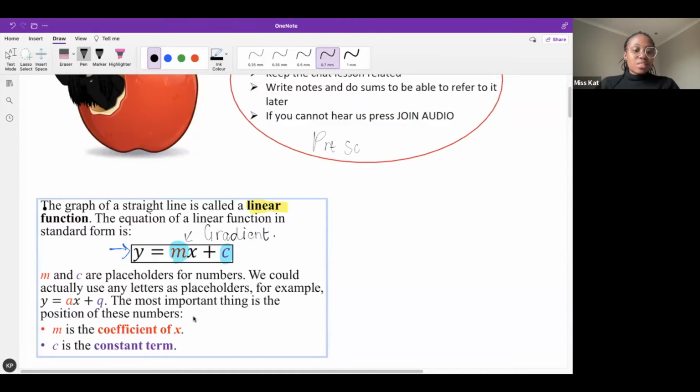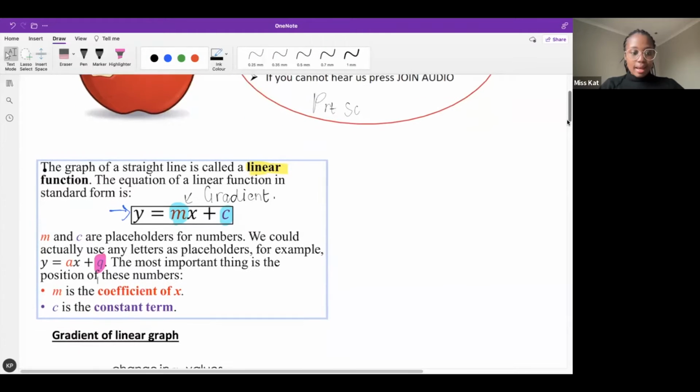So the next part just says, those are placeholders, right? We all know how variables work. So C can be swapped with Q, which can be swapped with B, which can be swapped with anything. Those are just placeholders. You can literally use any letters. So this is generally the equation that we are going to use to find equations of straight lines.